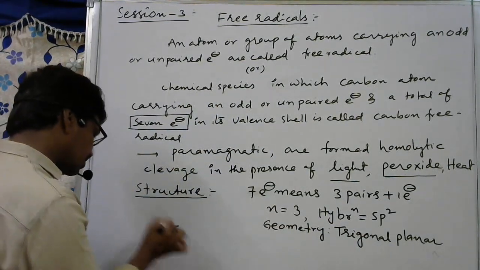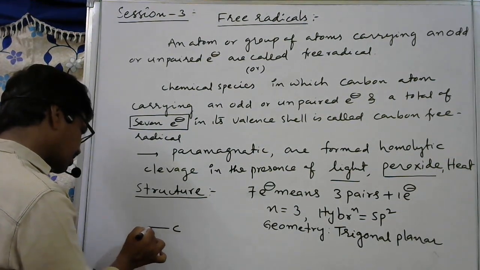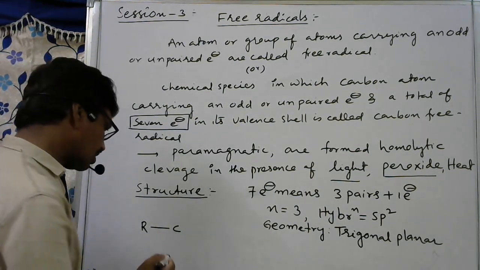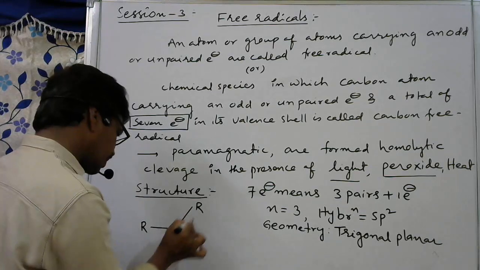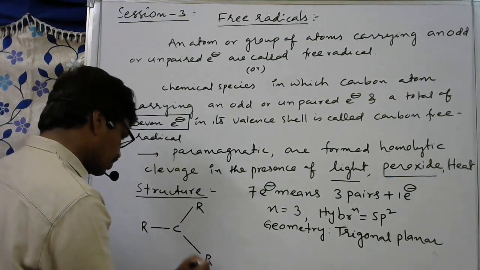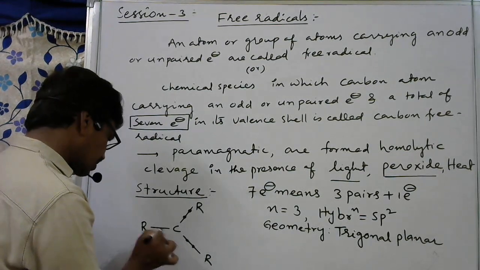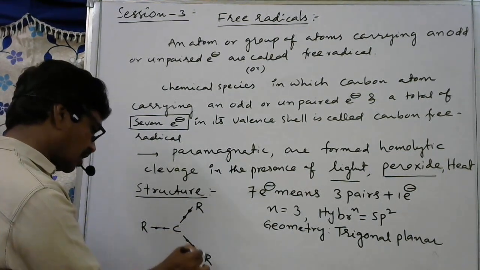This is a C. Here this is one R group I am writing. R may be hydrogen or R may be any alkyl group. Then here one R group, here one R group. So here how many electrons? Here 2 electrons are present in this bond. Here also 2 electrons, here also 2 electrons. These are formed by hybrid orbitals.